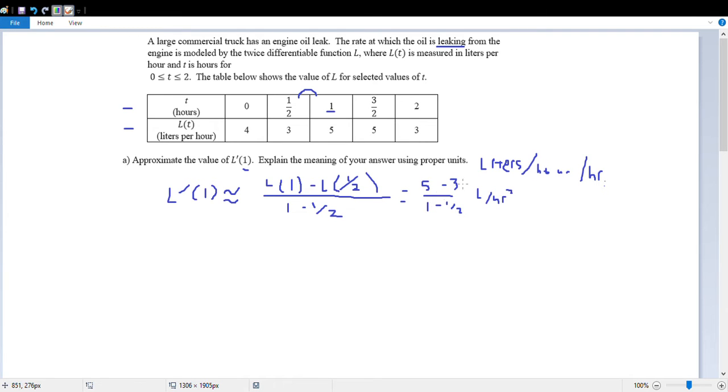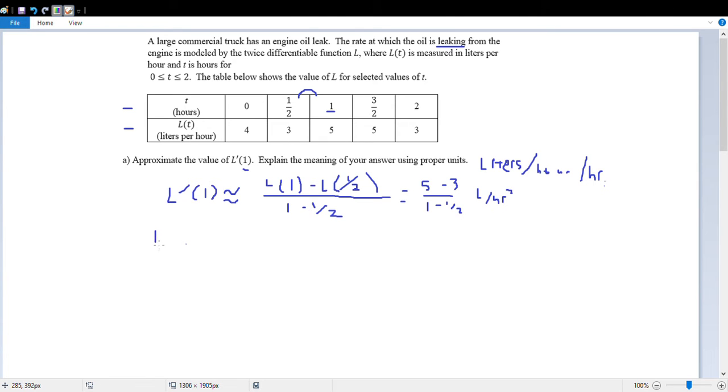Especially, the top is 2, the bottom's 1/2, means the answer is going to be 4, but that's really not necessary for us to do that. And we don't want to make any mistakes, and it doesn't give us any extra points for doing it. So let's explain the meaning.